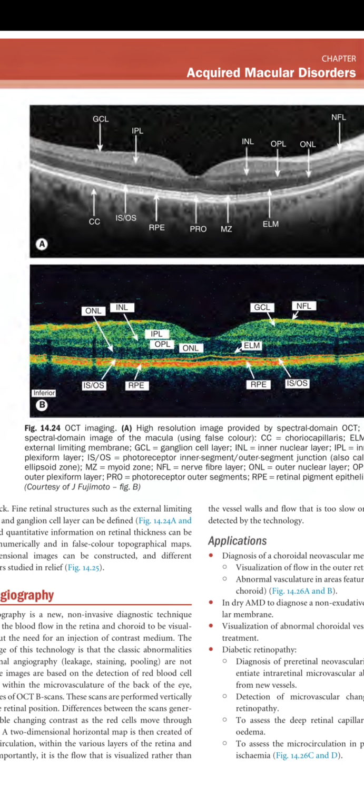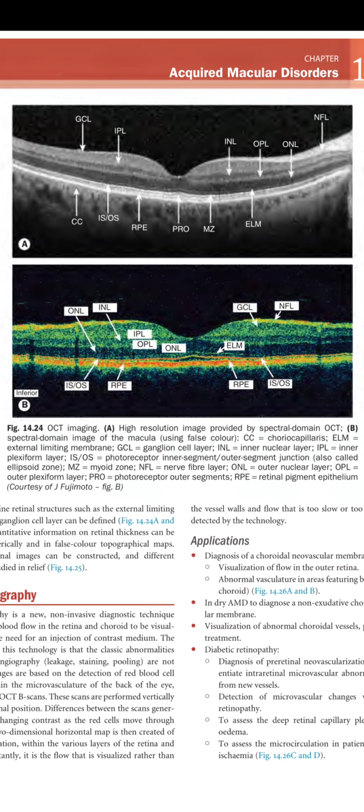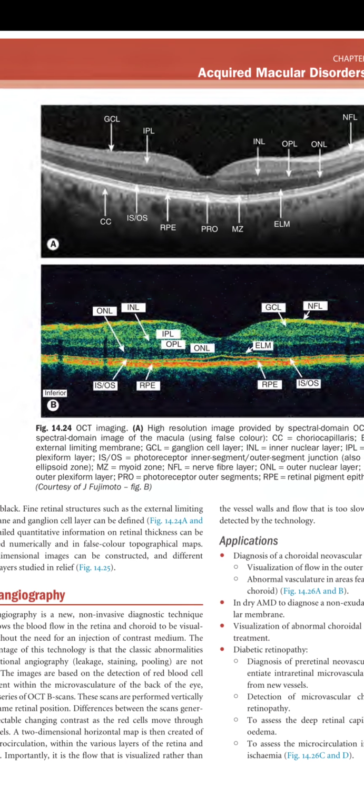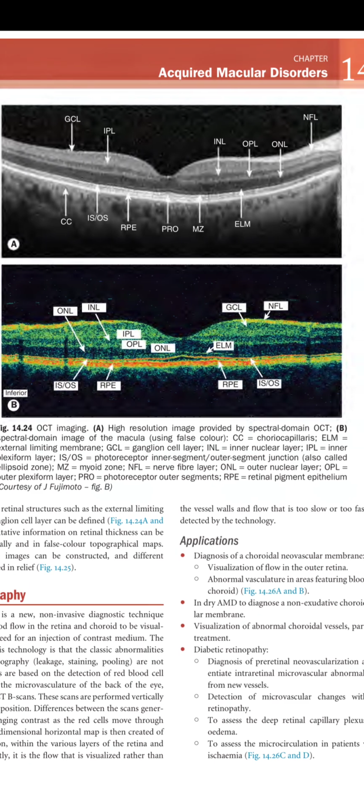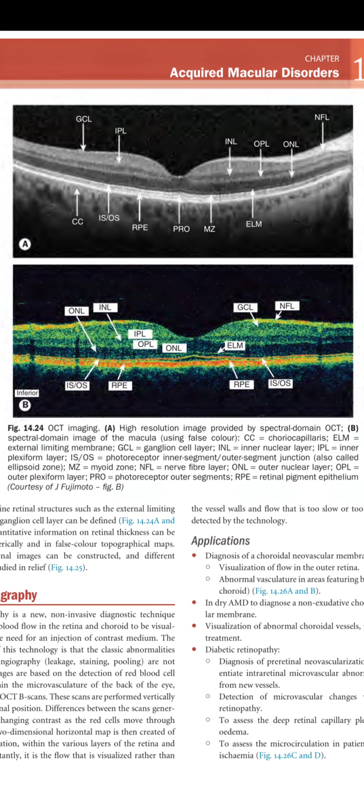And the thickness of all the retinal layers can be determined by the numerical values that are displayed on the OCT. So this is an OCT image. A is showing a high resolution image provided by the spectral domain OCT. B is showing a spectral domain image of the macula using false colors. So this is a false color OCT, so you can see the color, and this is a high resolution OCT.